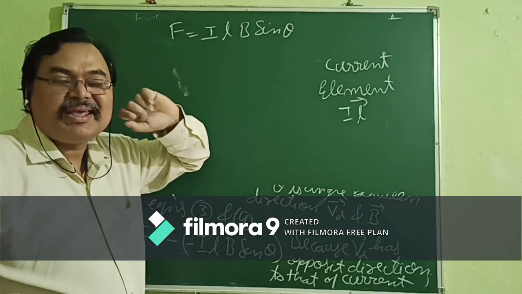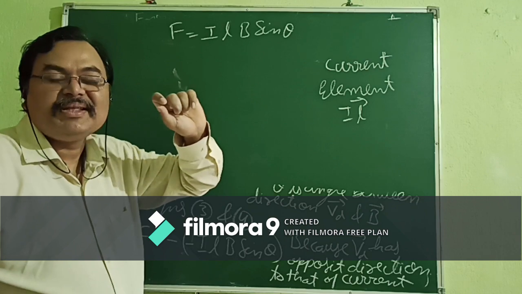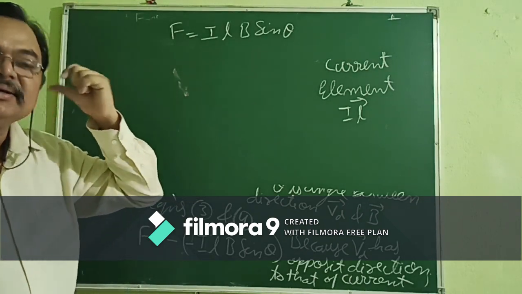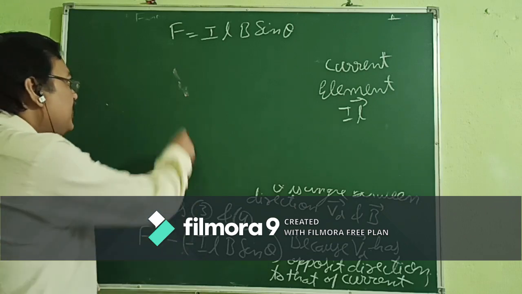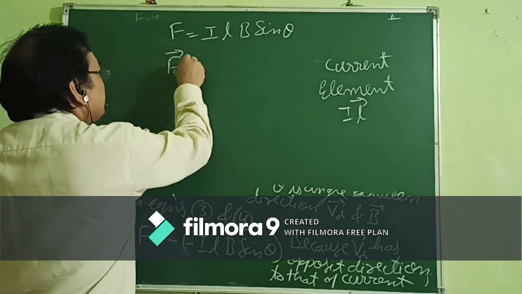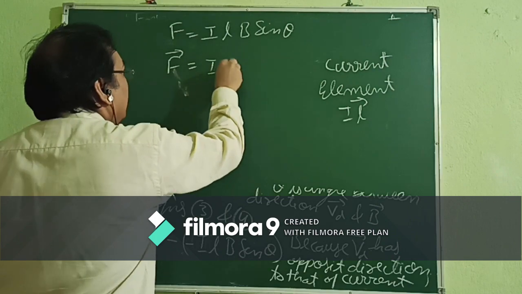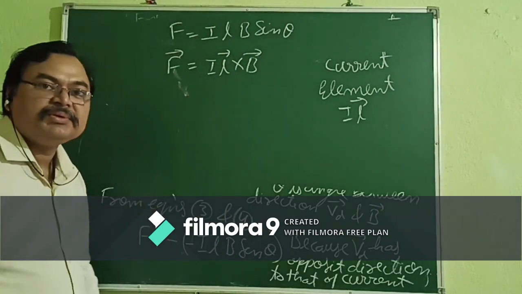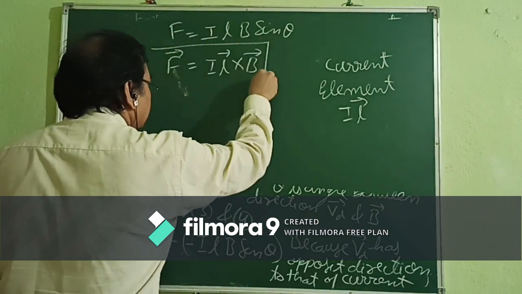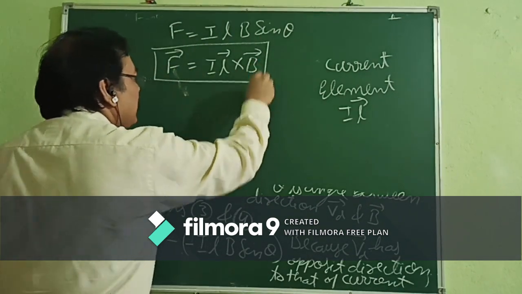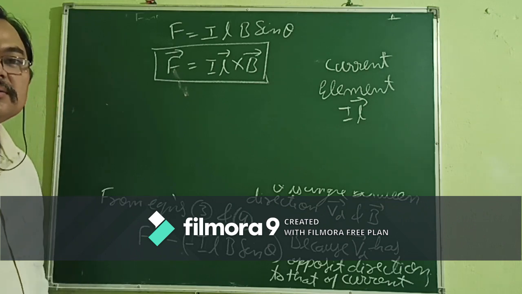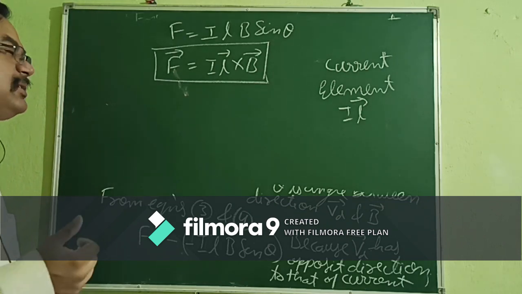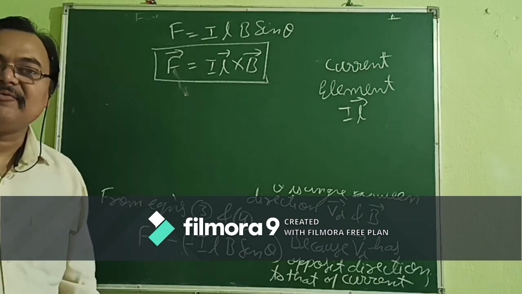One more thing, when we are taking the cross of two vectors, that is A cross B, then we get A B sin theta. So the presence of sin theta also indicates that the product is a cross one. So what we can write? F is equal to I L vector cross B. This is the expression for force acting on a current carrying conductor, which is carrying current I and having length L, and is placed in an external magnetic field B.